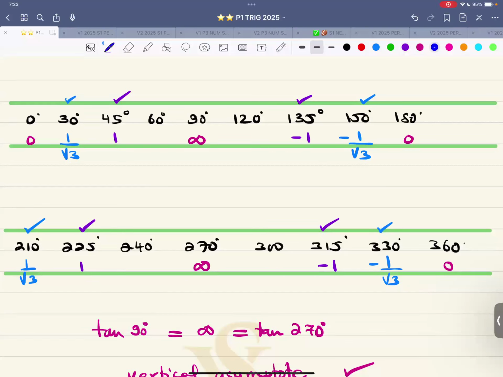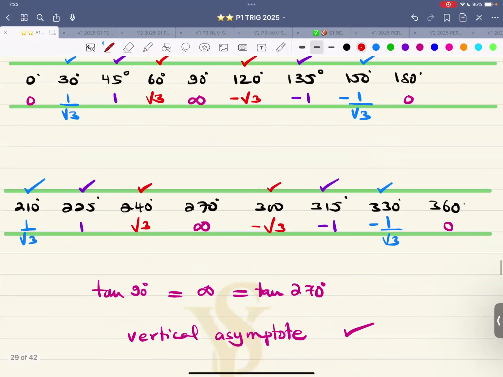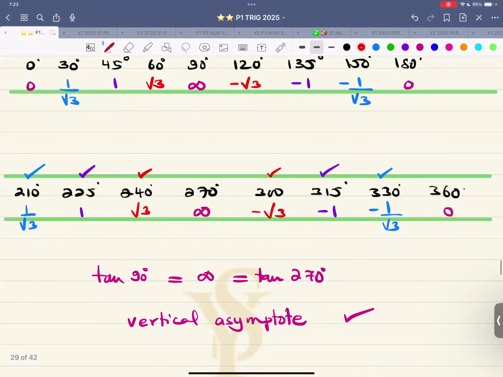And this one over here, that is the reddish one, 60, 120, 240, 300. They are linked. Tangent of 60 is root 3. 120 is root 3 with a negative sign, then root 3 with a positive sign, then root 3 with a negative sign. So now this is all done.